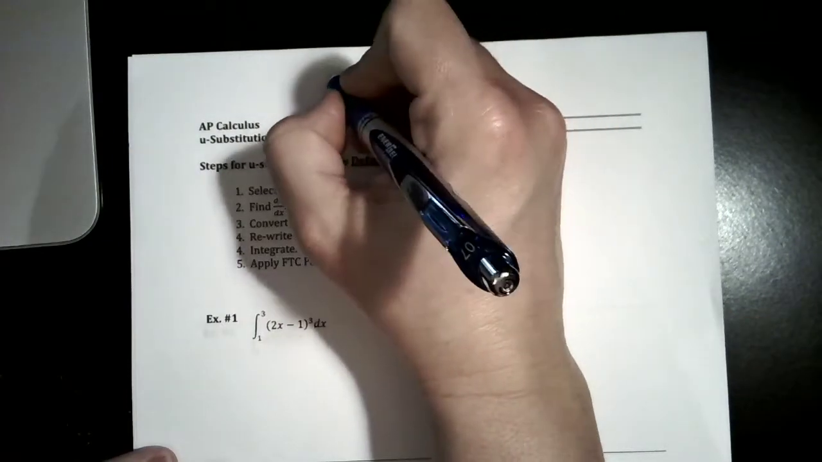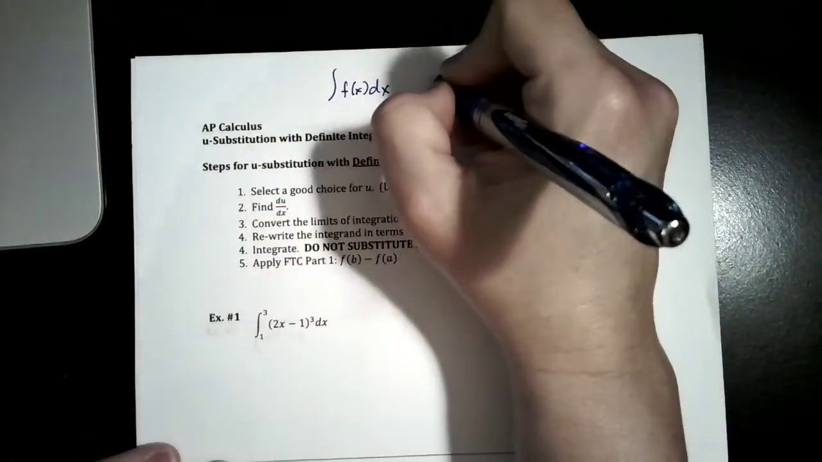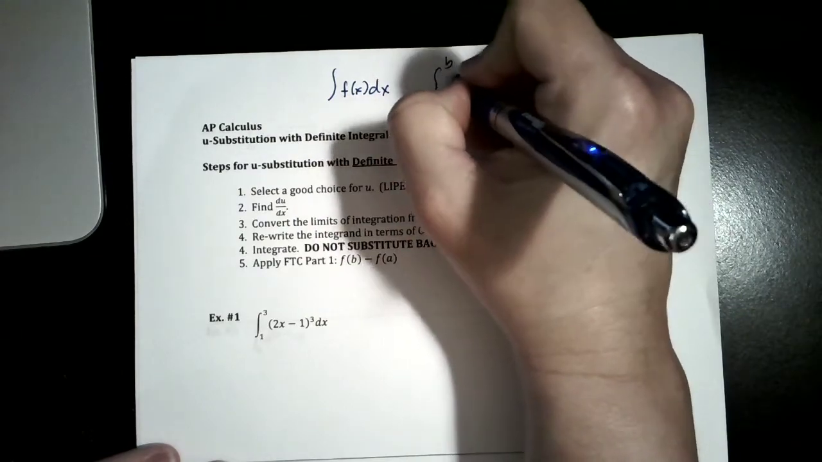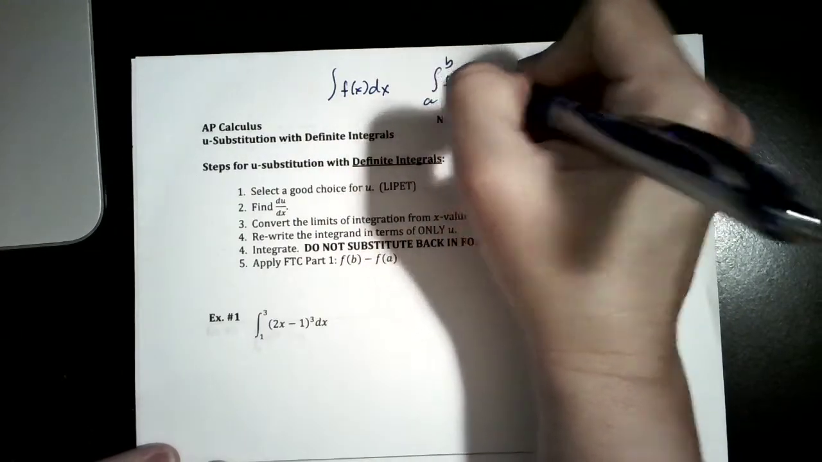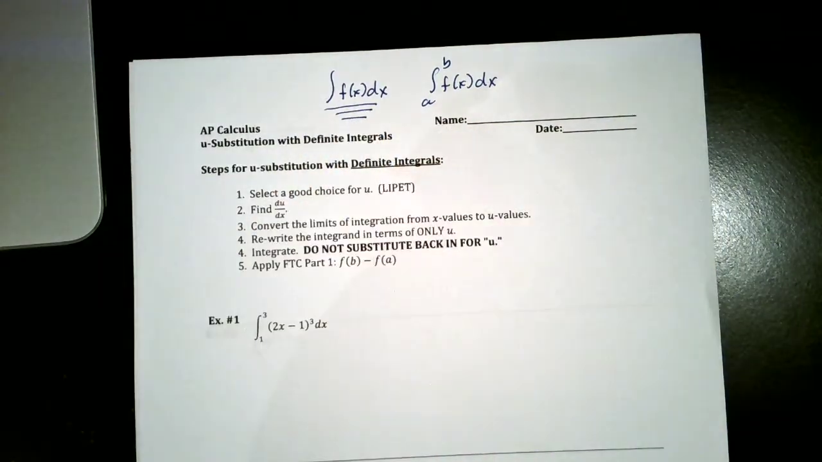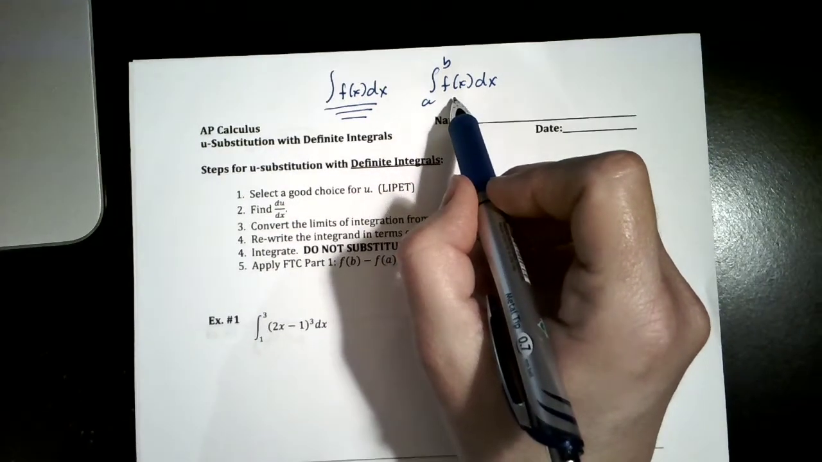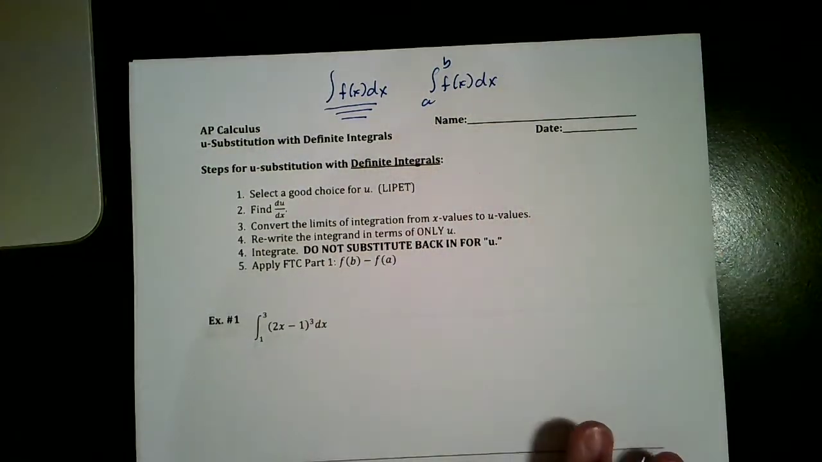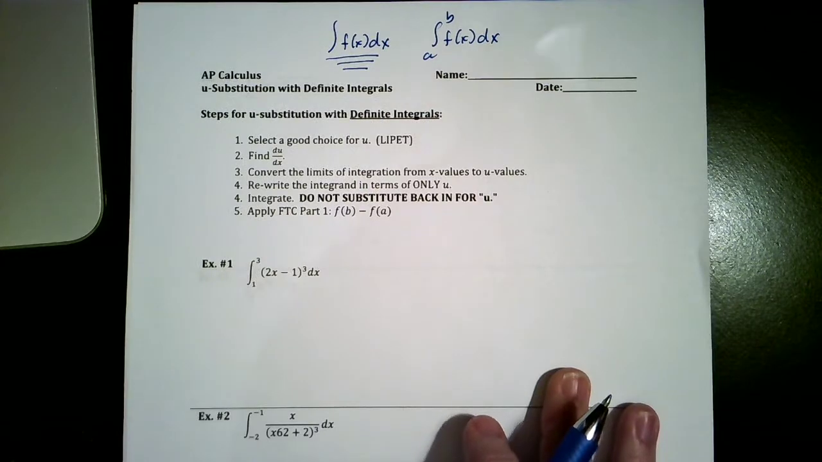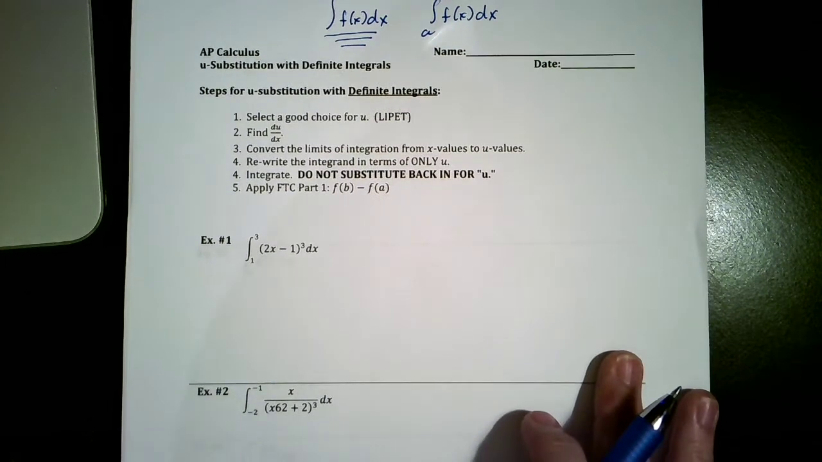If you remember, an indefinite integral looks like this, and a definite integral looks like this. Right? We have the limits of integration. So all of the u substitution problems that we did earlier look like this. I want to talk about what to do if we have limits on our definite integral sign. It's really the same process except for two little things.